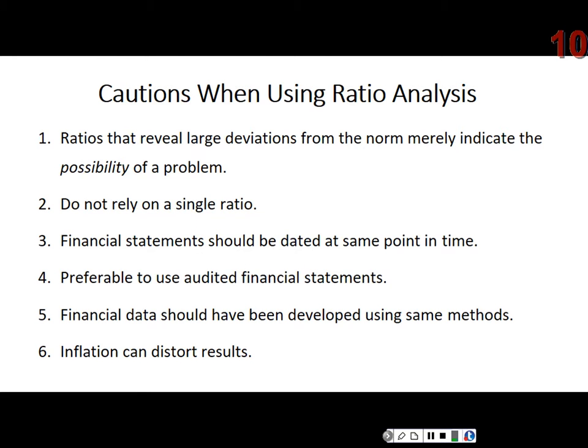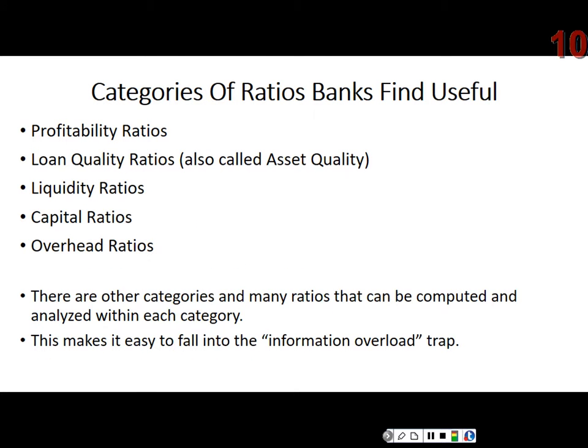All right, now, as we're looking at the categories of ratios, these are bank ratios. For example, when we looked at non-financial corporation ratios in Finance 330, we had 5 different types that we looked at. Okay, now these are the 5 different kinds that we're going to look at when it comes to a bank. So we're going to look at profitability ratios. We're also going to look at loan quality ratios. Another name for this is asset quality. Liquidity ratios, capital ratios, and overhead ratios.